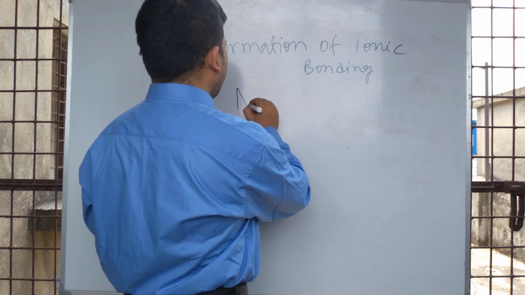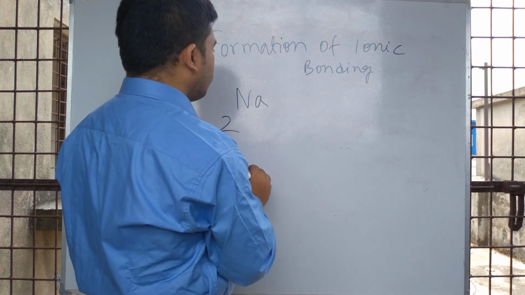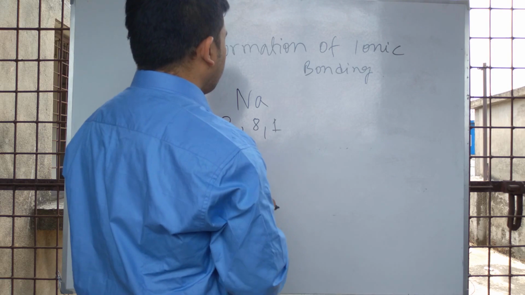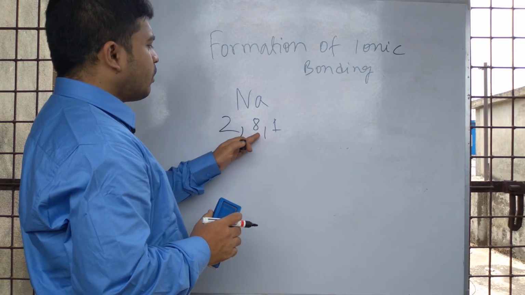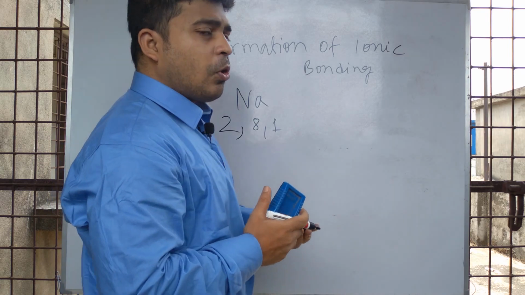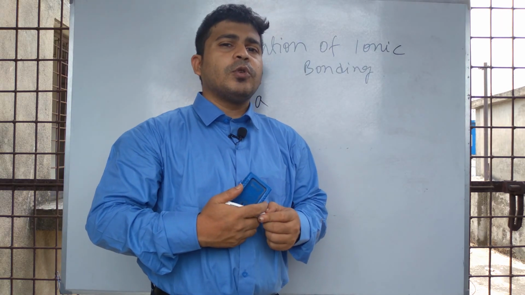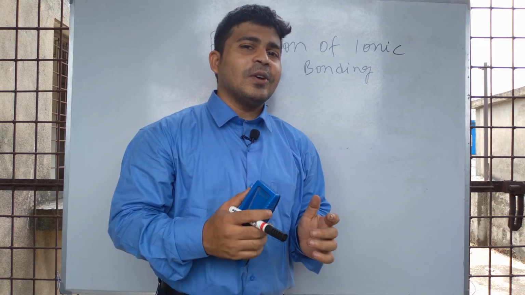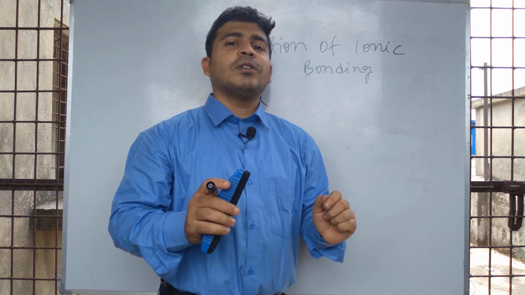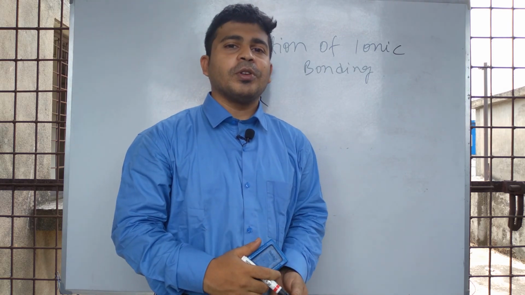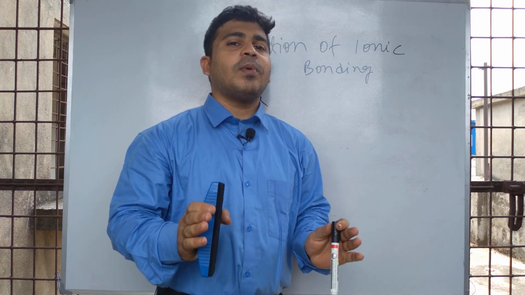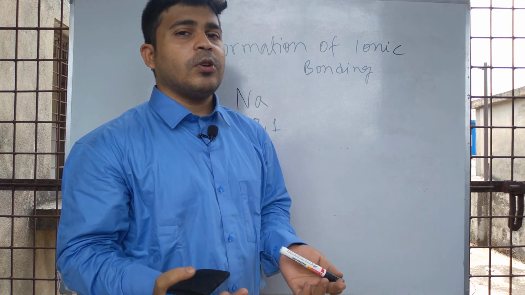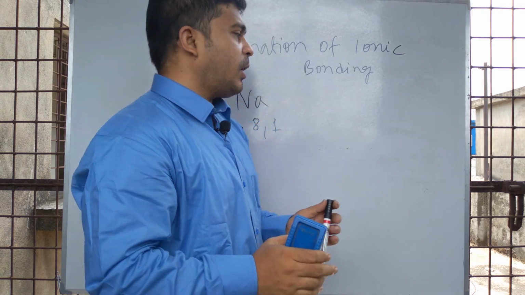Suppose the element sodium. If we look at the electronic configuration of sodium, it has 2, 8, 1, meaning it has one electron more than its octet. And one important thing that we have to remember is that only the valence shell of an atom participates in bond formation. Only valence shell electrons take part in the formation of bonding.